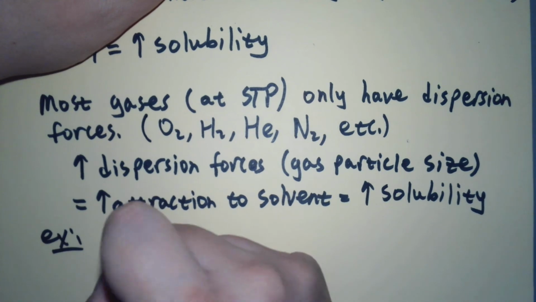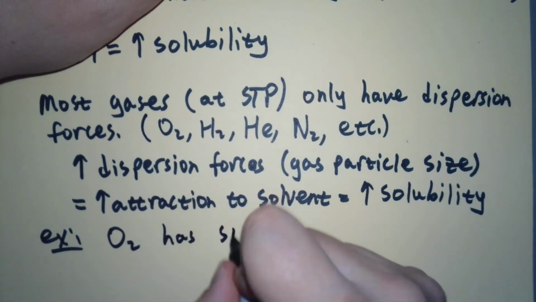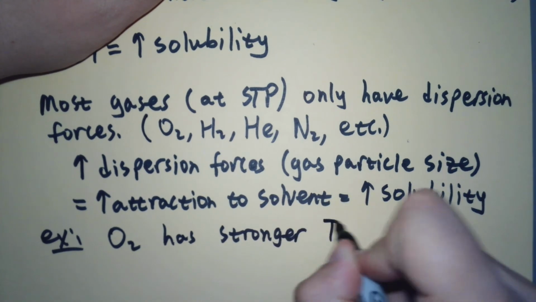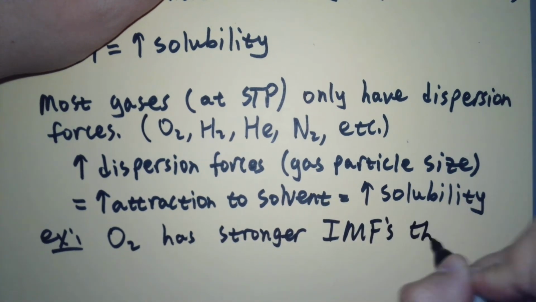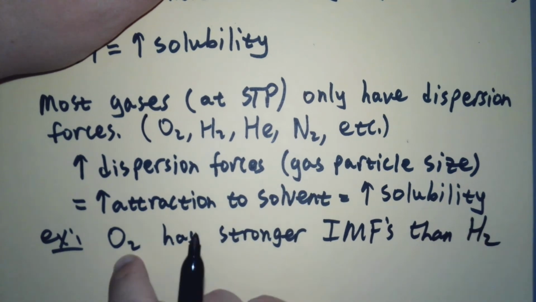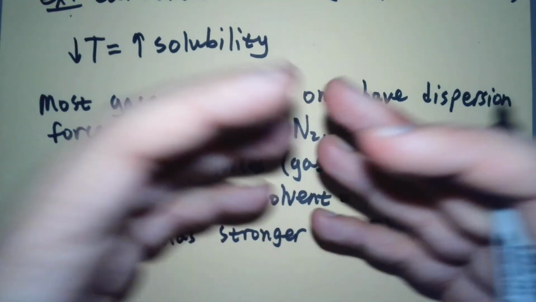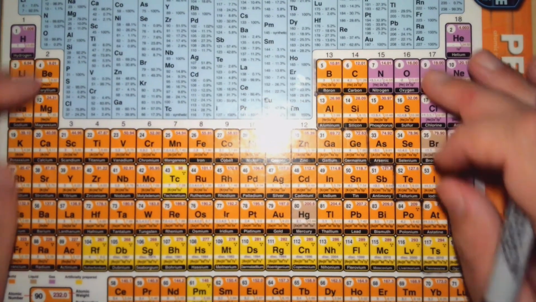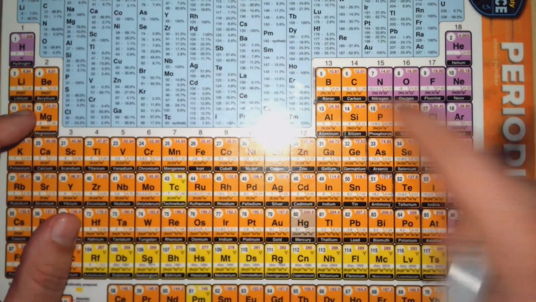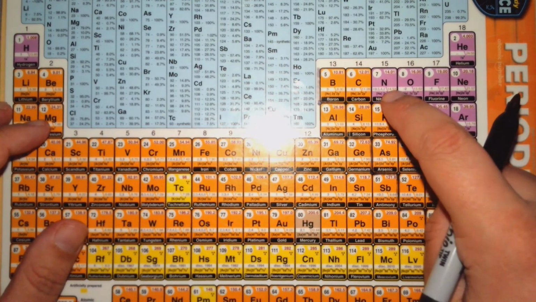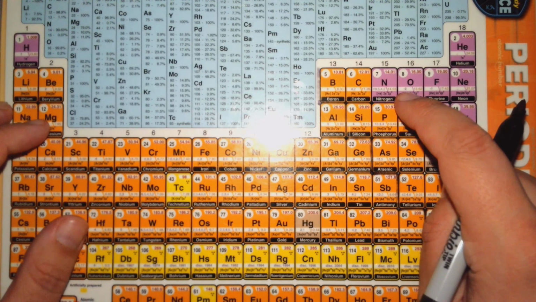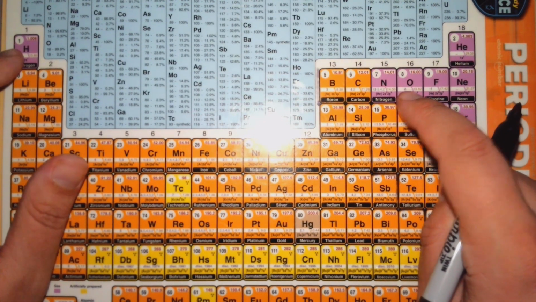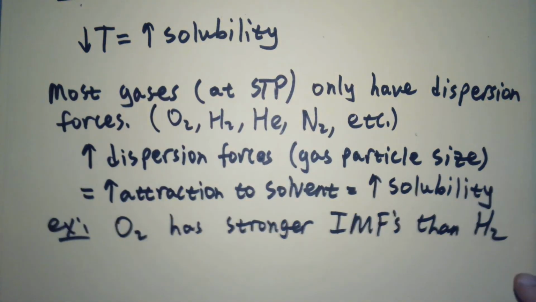So as an example, O2 has stronger IMFs than H2 because it's bigger. Oxygen atoms are bigger than hydrogen atoms. Now, how do you know something's bigger or not? Well, as you go down the periodic table, things get bigger, and as you go left to right, they get smaller. So oxygen would be smaller than nitrogen, but it has more electrons, so it gets dicey. But hydrogen is definitely, H2 is definitely smaller than O2. So I won't really worry about the gray area stuff. H2 is smaller than O2.